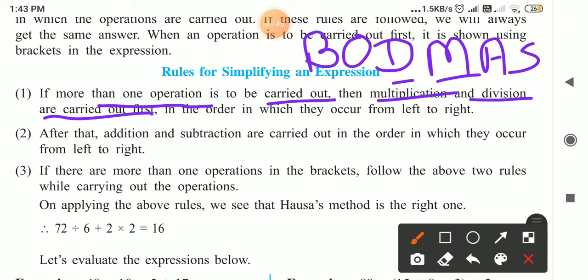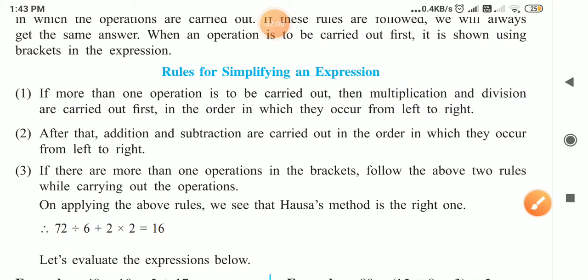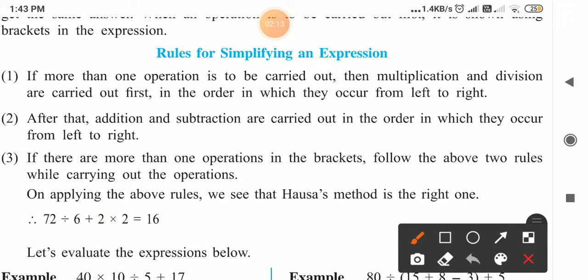If you see in BODMAS, D is for division and M for multiplication. Whenever we are solving the expression from left to right, if division comes first, then solve division. If multiplication comes first, then multiplication, and then addition, subtraction. These operations we have to do first. The multiplication and division are carried out at first, in the order they occur from left to right.